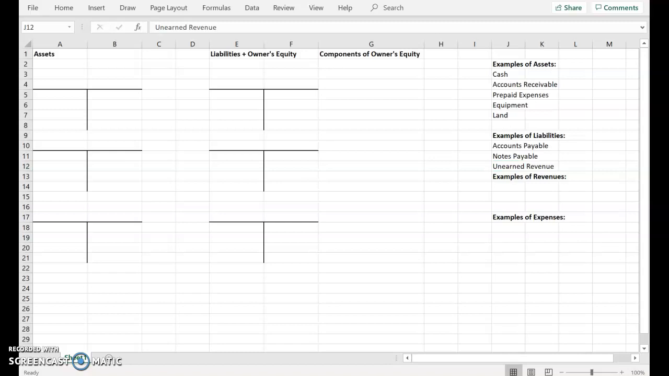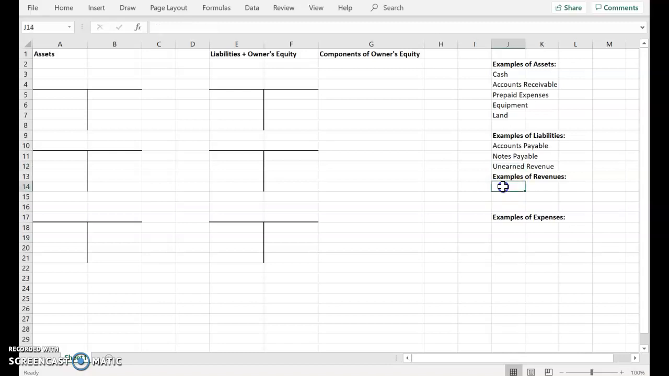For example, my 12-year-old son, he cuts a neighbor's grass in the summer, and the neighbor pays them in advance. So he pays them up front, but he earns that revenue each time he cuts the neighbor's yard. He earns some of that revenue.